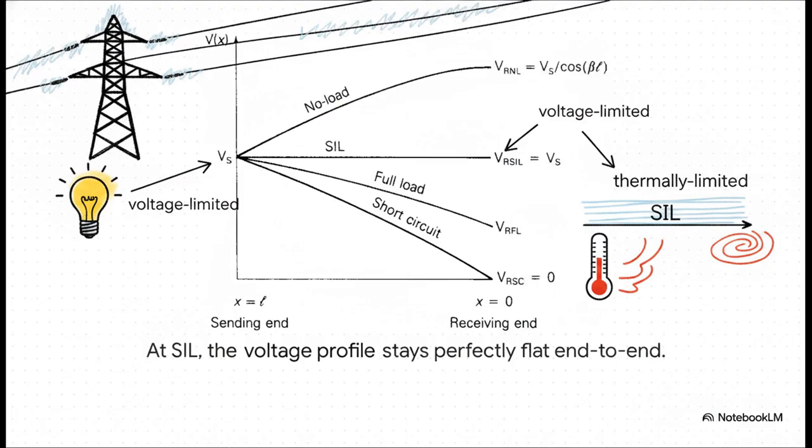In fact, it's exactly why planning engineers have a built-in rule. They treat lines as being voltage limited when operating below SIL, and thermally limited, meaning constrained by the physical heat of the wires, when operating above it.